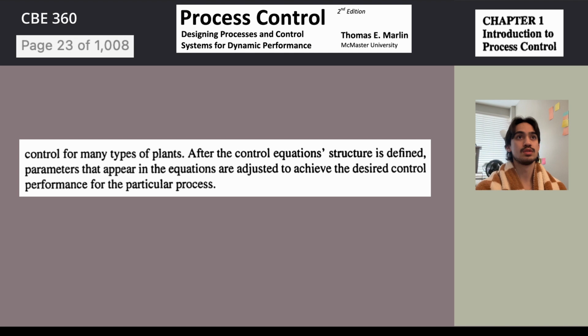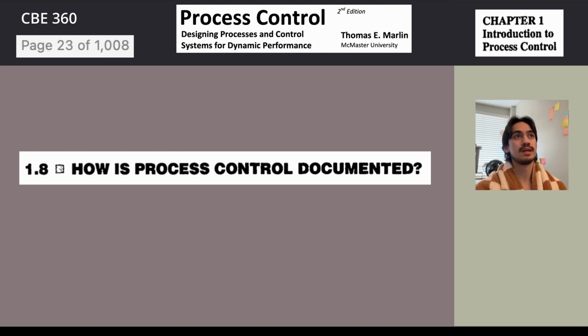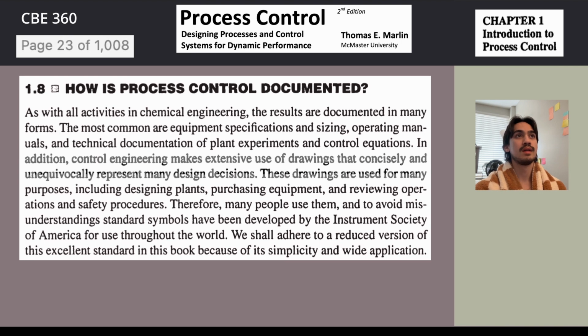After the control equation's structure is defined, parameters that appear in the equations are adjusted to achieve the desired control performance for the particular process. 1.8. How is process control documented? As with all activities in chemical engineering, the results are documented in many forms. The most common are equipment specifications and sizing, operating manuals, and technical documentation of planned experiments and control equations.